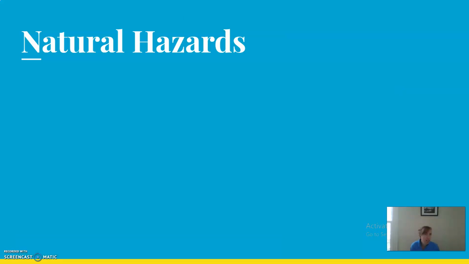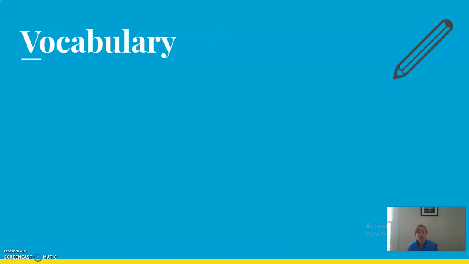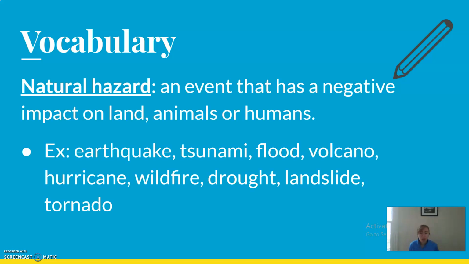I just wanted to get some definitions down for these natural hazards that we started talking about today. So I would recommend writing all this stuff down either in your online science notebook or just in a physical notebook. First vocab, natural hazard. This is an event that has a negative impact on land, animals, or humans. Examples are earthquakes, tsunamis, floods, volcanoes, hurricanes, wildfire, drought, landslide, tornadoes.